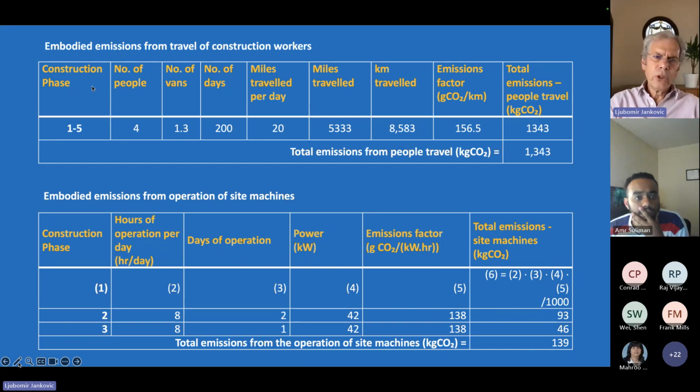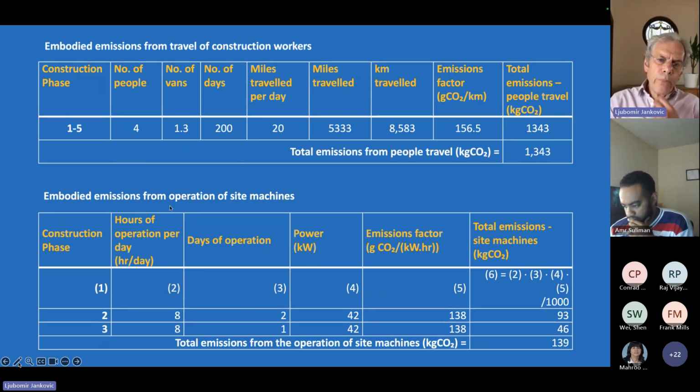So I'd like you to pay attention just to the headings on the table. Numbers are there just to illustrate what was calculated. But for construction phases here, 1 to 5, we need to see how many people are coming to the site. So they were coming by vans, how many vans they were using, how many days, miles traveled per day, miles traveled in total, kilometers traveled, because emissions factor is in grams of CO2 per kilometer, and then total emissions are calculated by multiplying all this.